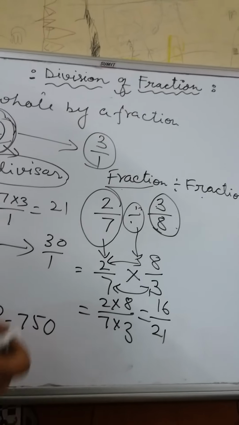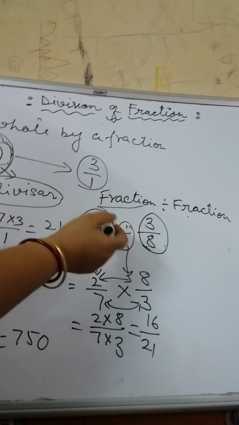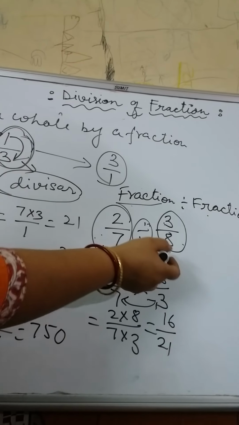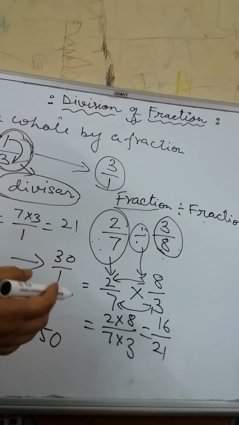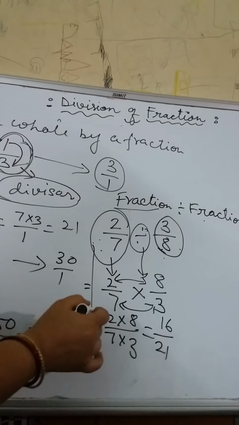Okay, if the divisor or the dividend is a mixed fraction, or both of them are mixed fractions, you have to just convert them into improper fractions and follow the same method.